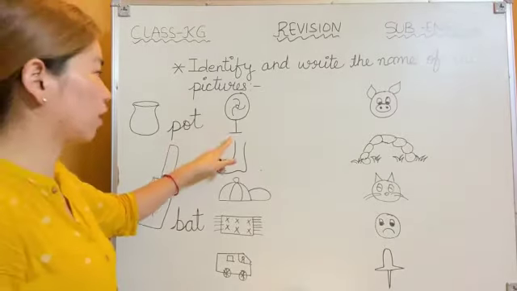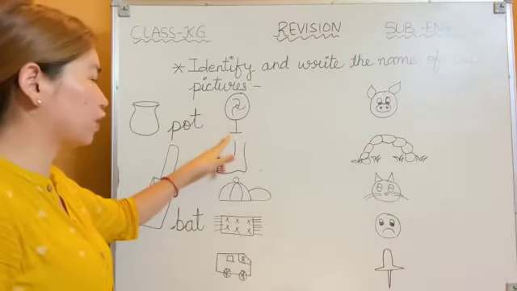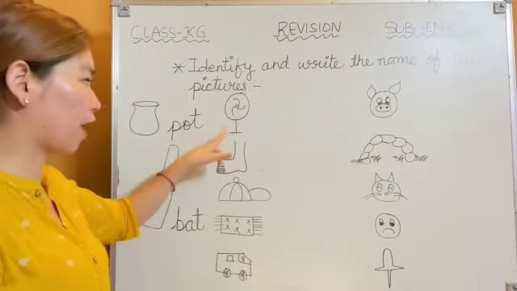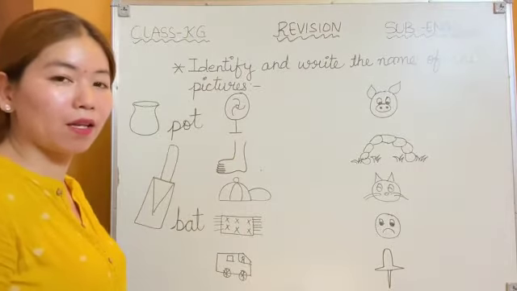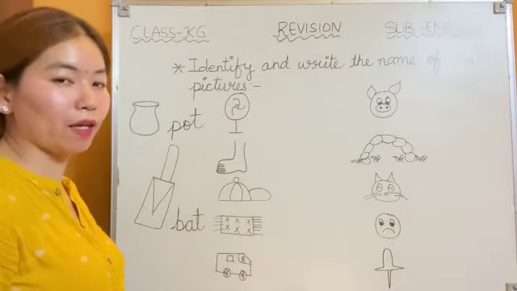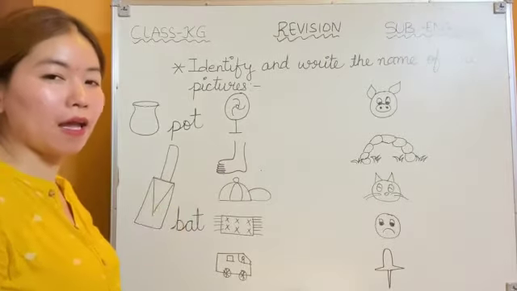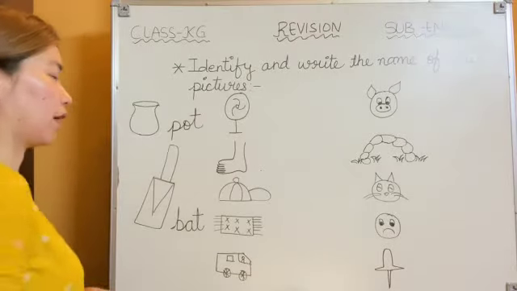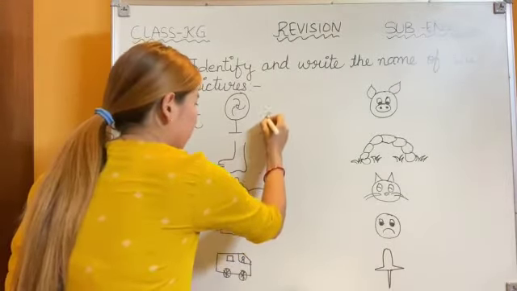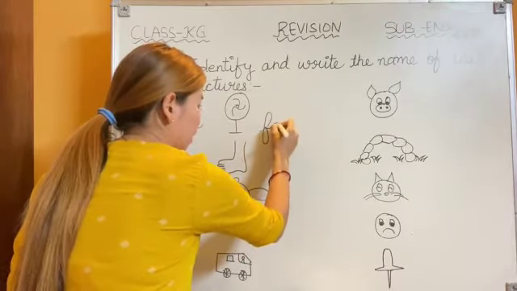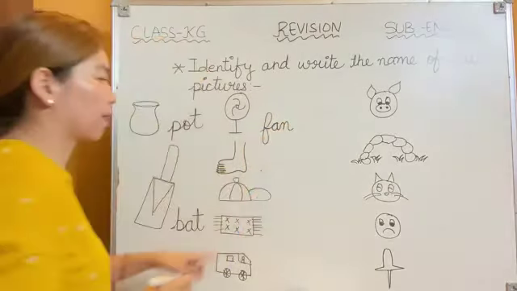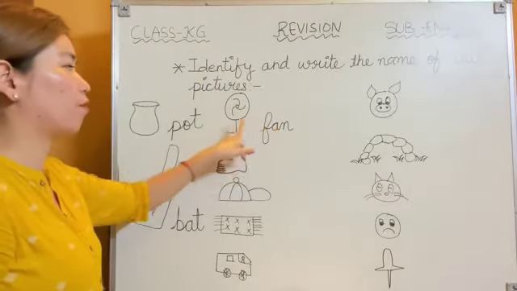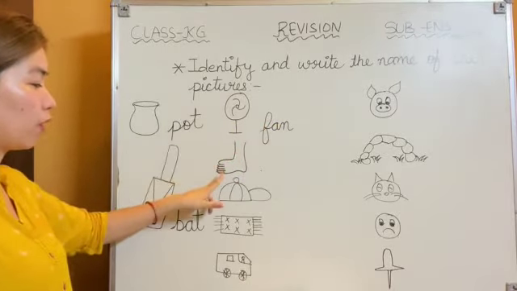Now, look here. What is this? Which picture is this? Yes, fan. And what is the spelling of fan? F-A-N, fan. So here we will write the spelling of fan. F-A-N, fan. Now next, look here.